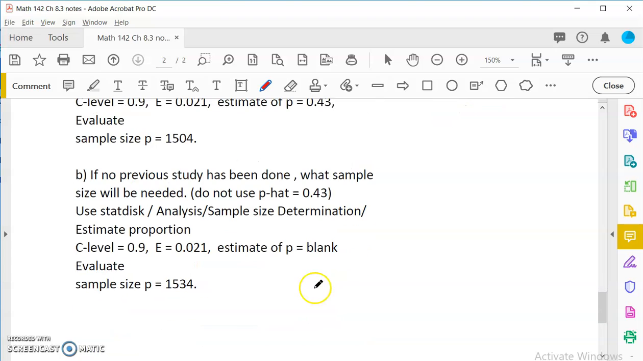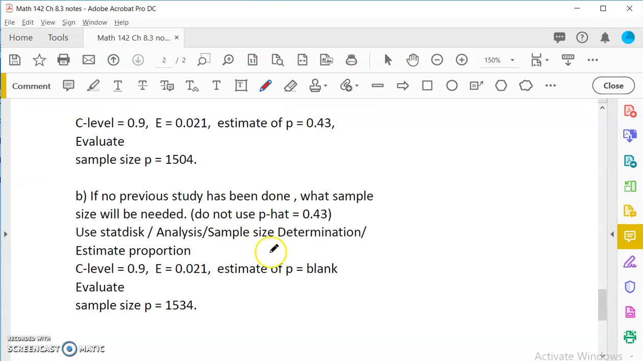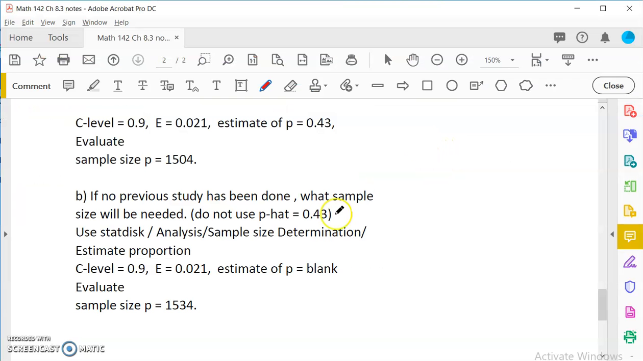What about if I don't have a previous study? I just want to have a 0.021, and I don't know what my old estimate is, so I just leave it blank. I haven't done any study, so I can just leave it blank. Don't provide anything. I think if you leave it blank, it doesn't work. It has to be totally deleted. Then you evaluate again. Is it 0.021? Yeah. Just assume that there's no study. So you will see that it is 1534. So they use 0.5 to do it. It's 1534. So that's all for 8.1.